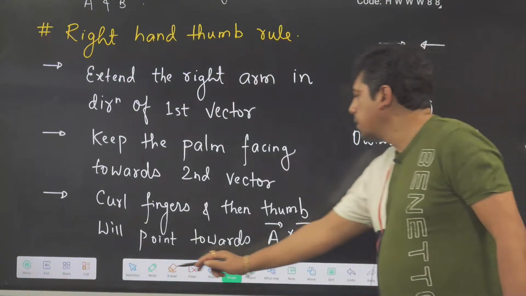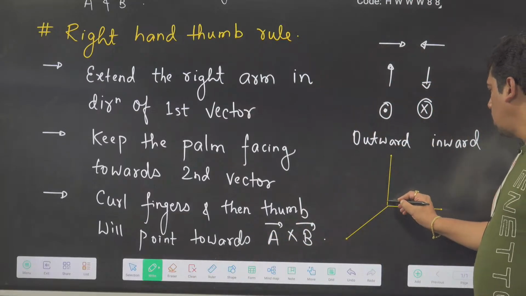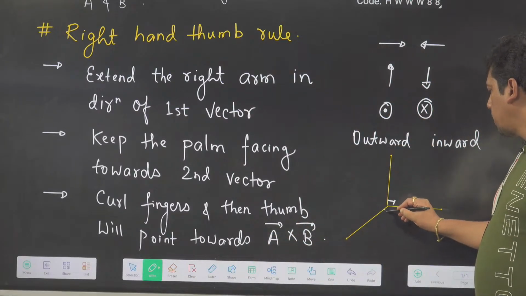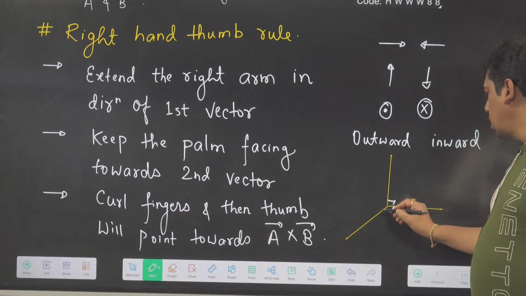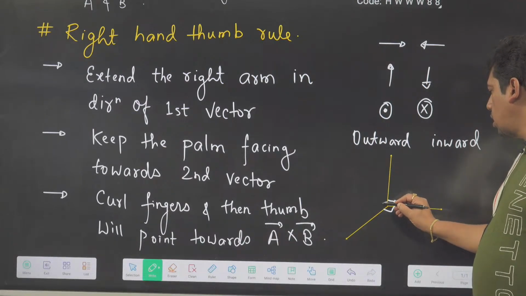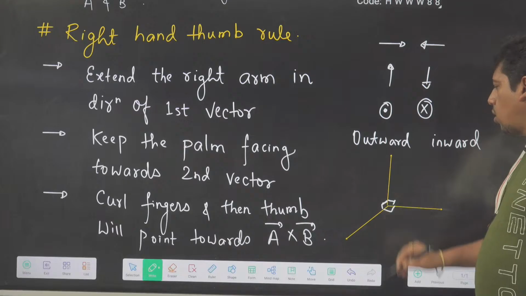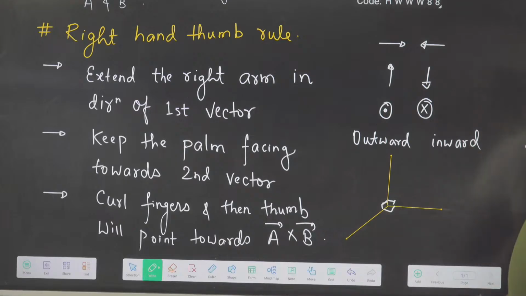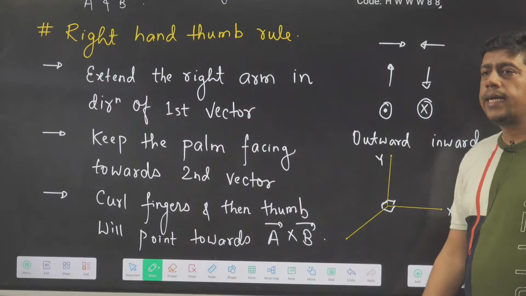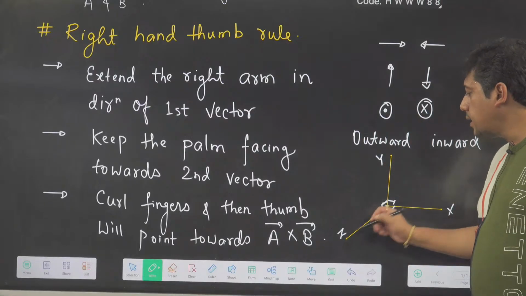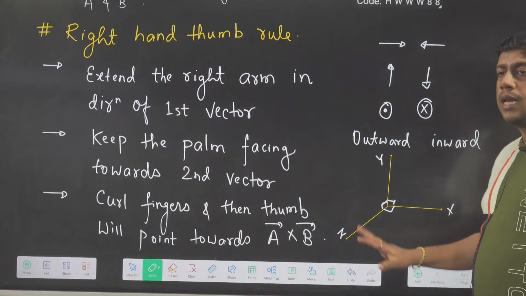Something like this. This is perpendicular. This one is perpendicular. All 3 are perpendicular, correct? So this is right side, x-axis. This is upside, y-axis. This one, z-axis is, I hope you can imagine this.